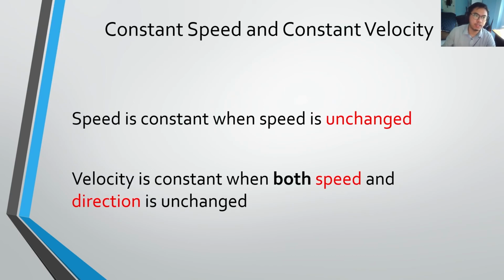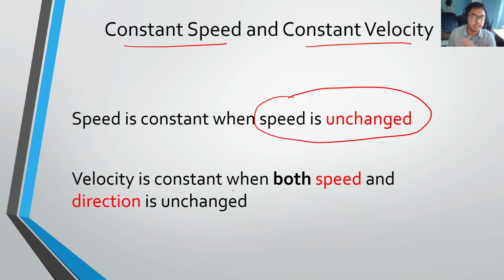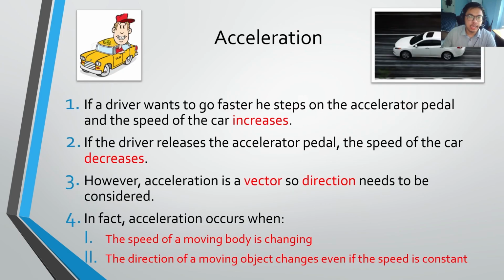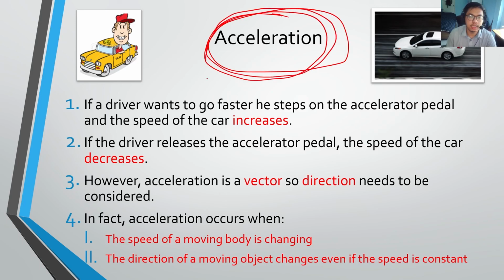And lastly, make sure you understand the meaning of constant speed and constant velocity. Constant speed means only the speed is unchanged, the value is the same. Constant velocity means that both speed and direction is the same. They're not changing. Then you will have constant velocity. In the next video lesson, we're going to talk about acceleration, which is another term that we use when we're describing motion or movement of an object.